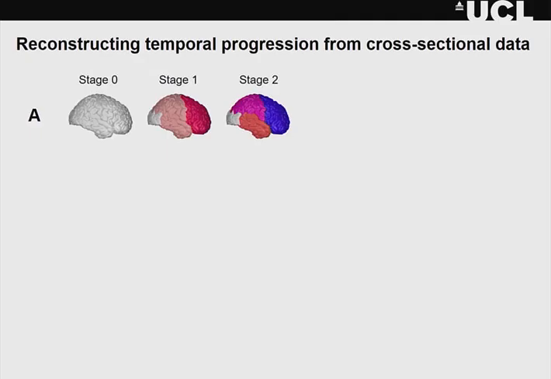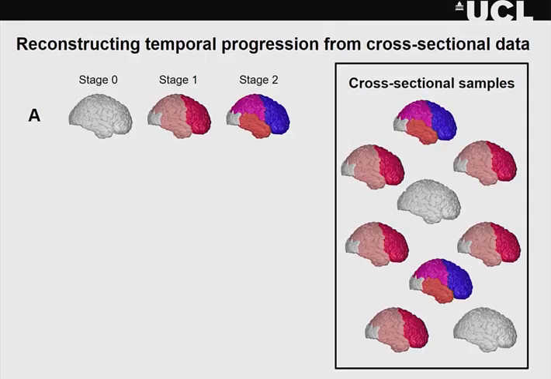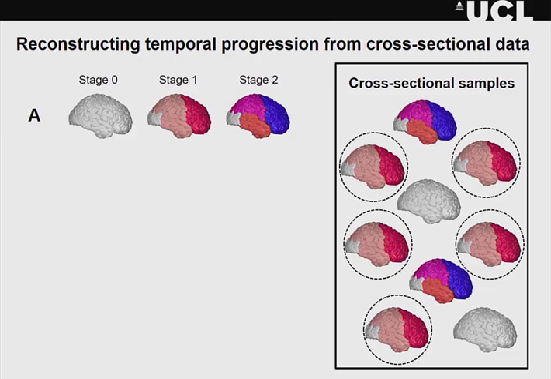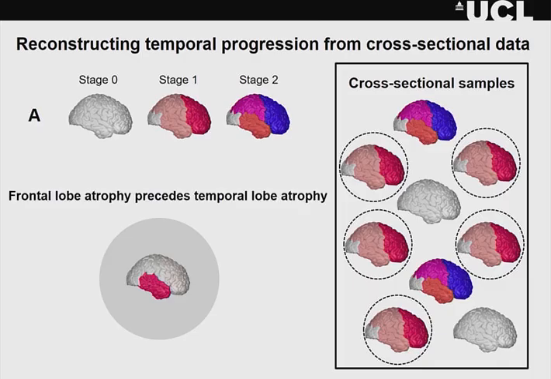So I'm just going to illustrate simply how you can do that intuitively. Let's imagine that we have a simple progression pattern in which the frontal lobe atrophies before the temporal lobe. And now we take cross-sectional samples from this data set. What we'll observe is that there are some individuals that have just frontal lobe atrophy. What we don't have in our data set are any individuals with just temporal lobe atrophy. So we can use this idea to infer that frontal lobe atrophy precedes temporal lobe atrophy in the progression pattern.